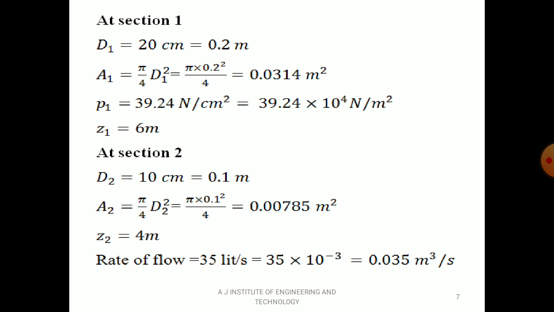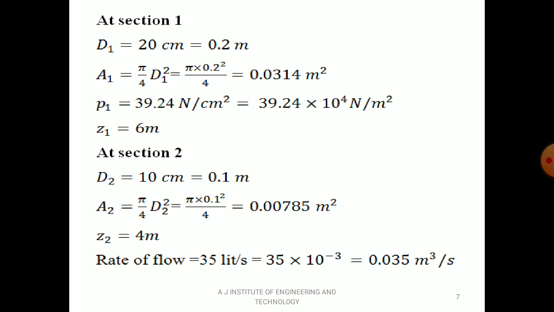So at section 1, D1 equal to 20 centimeter, converted to SI unit, that is equal to 0.2 meter. So get the value of A1, the cross sectional area. A1 equal to pi by 4 D1 square. D1 is 0.2, so pi into 0.2 square divided by 4. That is equal to 0.0314 meter square.